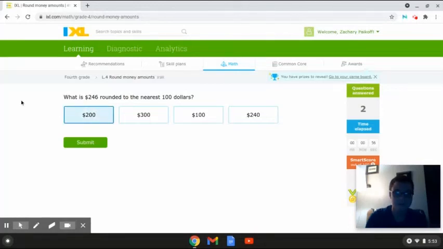So the answer for this problem is $200 because we took a look at the key digit and saw that the number next to it was less than 5, so we rounded it down and it became $200. And that is how to solve this problem.